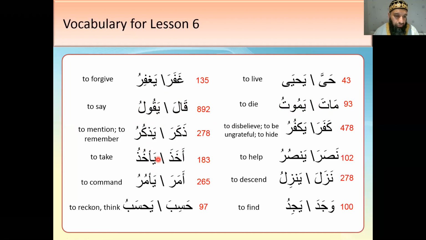But they still make the same sound when you're reading them? No, so this one, amara ya'muru. The present is just going to be ya'muru for that one. Ta'muru, ya'murani, ya'muruna, for example. So this one and this one are similar. Akhadha ya'khudhu, amara ya'muru. For this one, the hamza comes here, but for this one, the waw comes. It's just what it is for that verb.